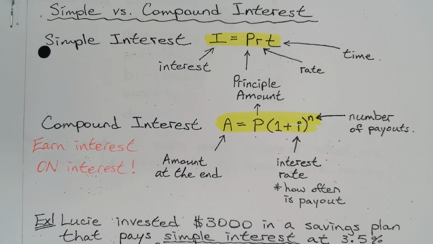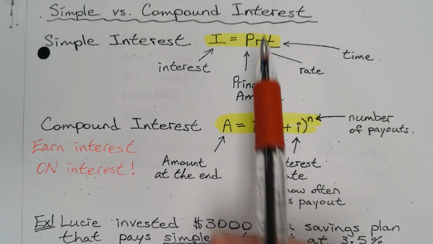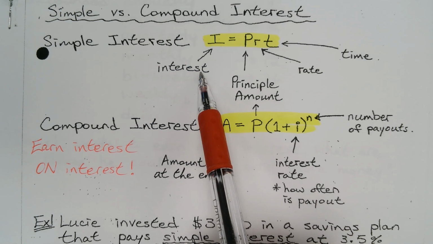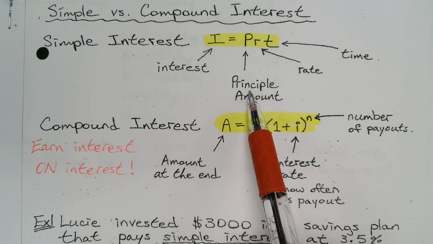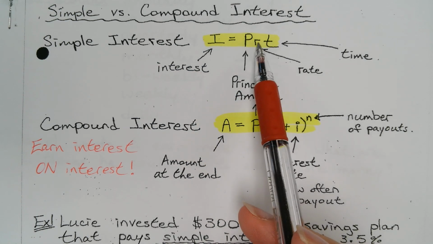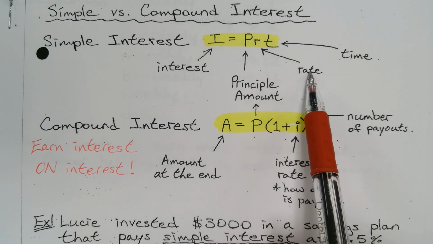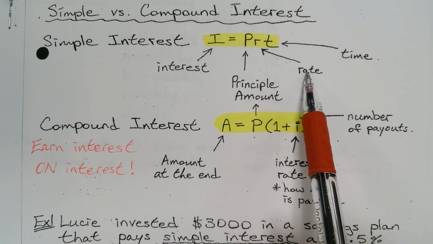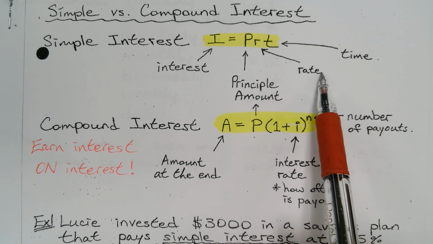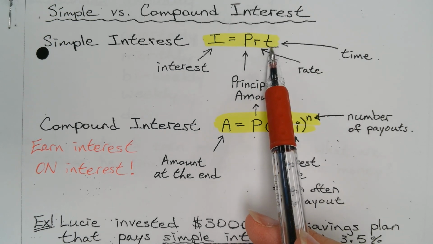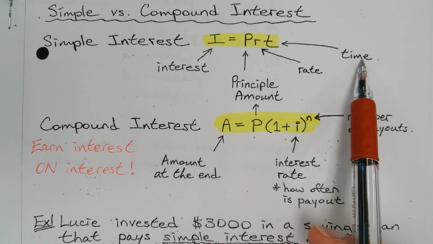Alright, so how do we use these formulas? What do all these letters mean? I represents interest. P stands for principal amount. R is the rate, the actual interest rate, usually a percentage, a yearly percent. And then T is the time.